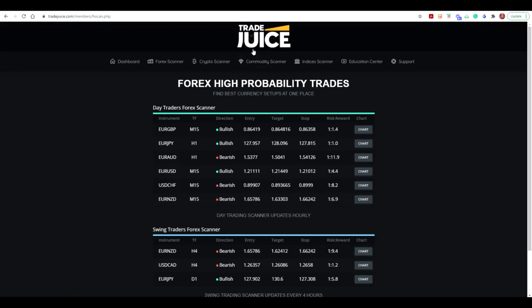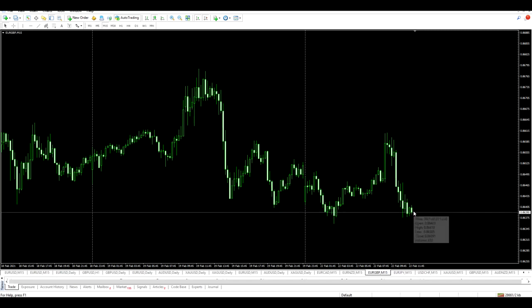Hi guys, I'm on the Tradeology platform, and I see a whole bunch of high probability trades, and I'm going to have a look at entering one now, the Euro Pound on a 15-minute. I'm going bullish. I've got my entry, target, stop levels, and if I had to look at the chart right now, you can see this is where price is.